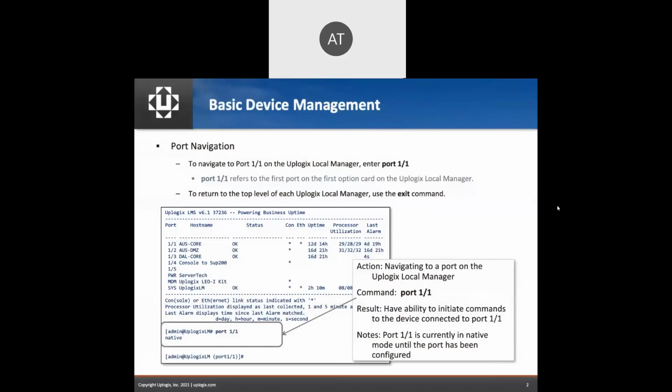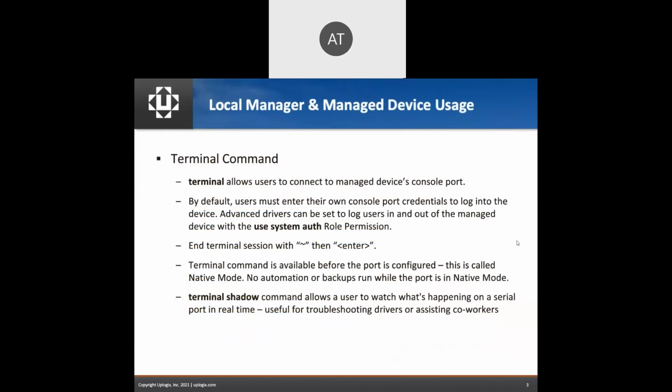When you're on our command line, once you've connected to the Uplogix, you can navigate around to the different ports, and each port is logically separated from the others and has its own file directory and so forth. So when you're looking to work with a device that's connected to the first serial port on the Uplogix, that's going to be port 1/1. Just easy to do.